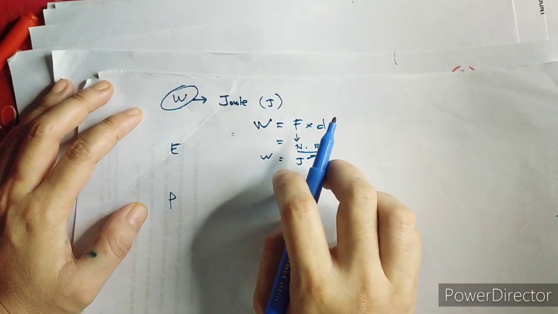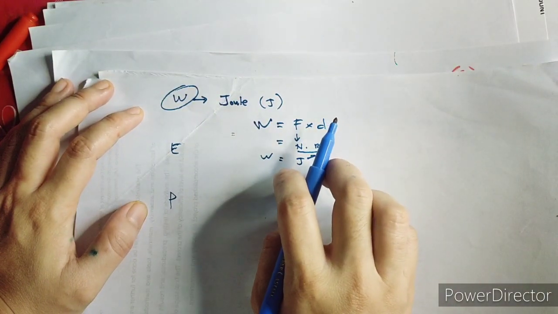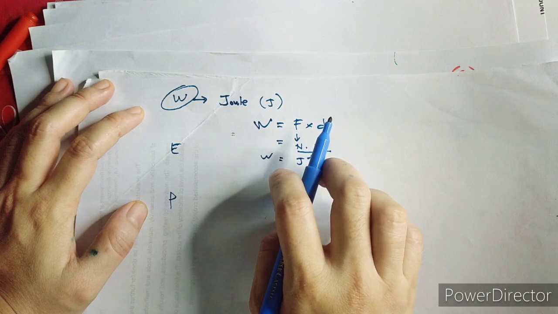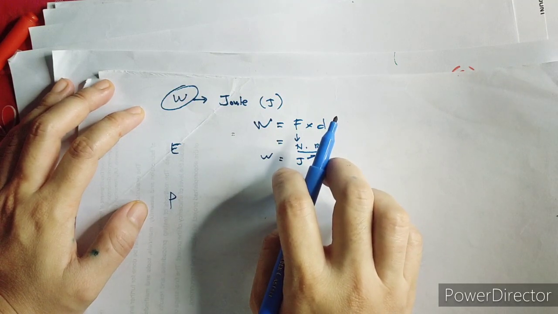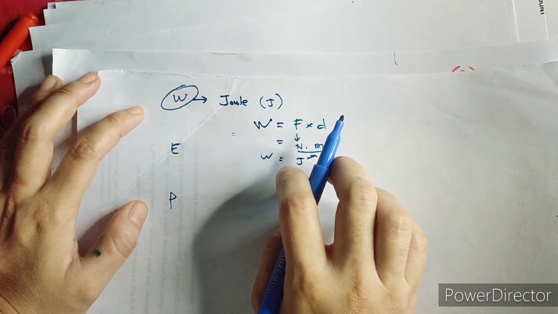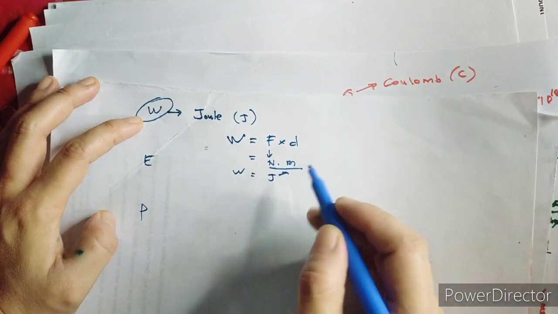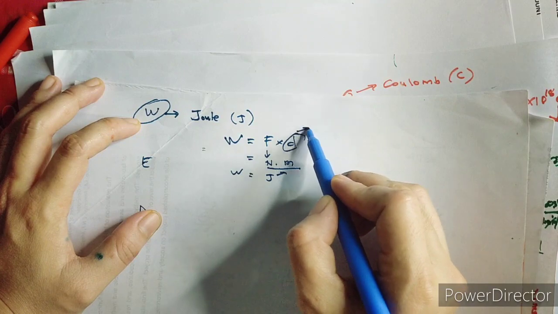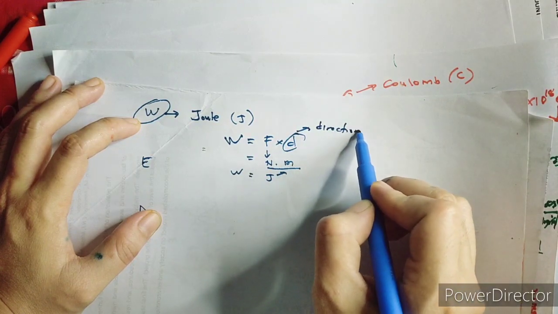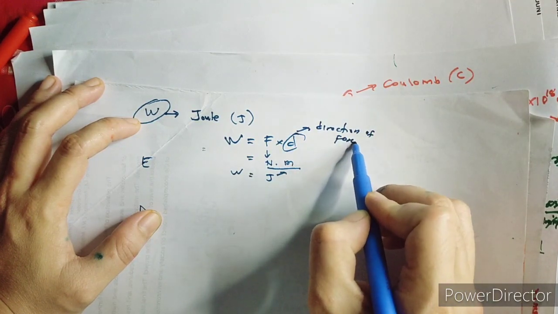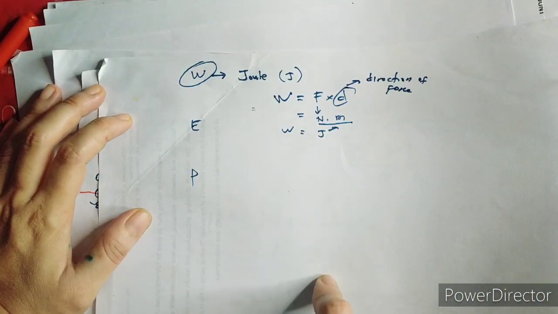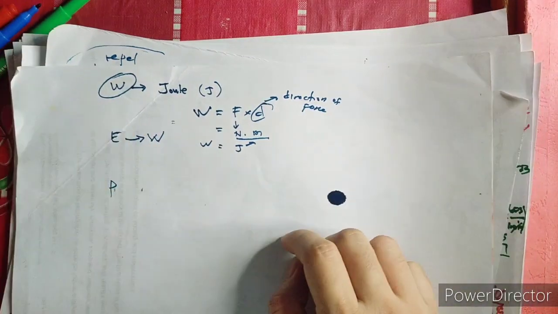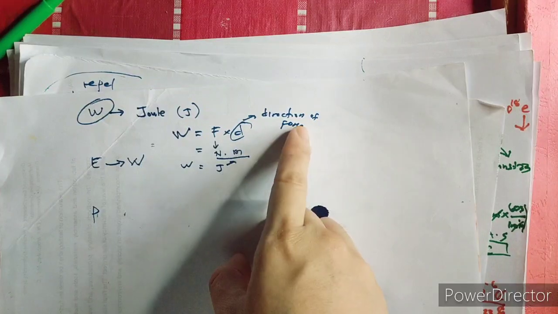So, joule is defined as the work done or energy transferred when a force of 1 Newton is exerted through a distance of 1 meter in the direction of force. So take note, our distance here is always in the direction of force. Direction of force. So why is it always in the direction of force?